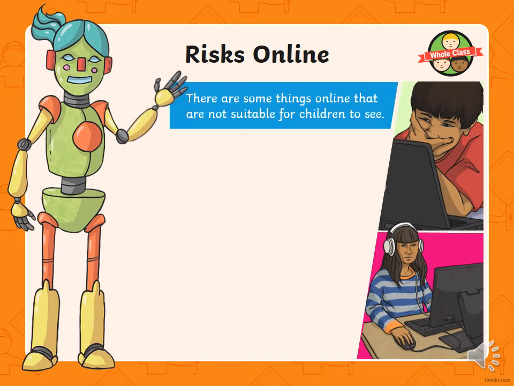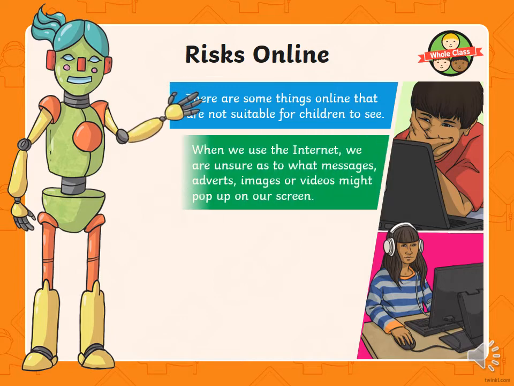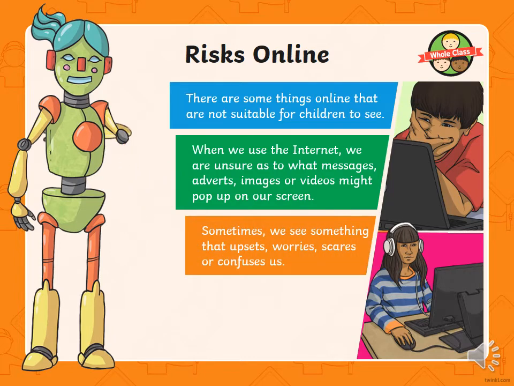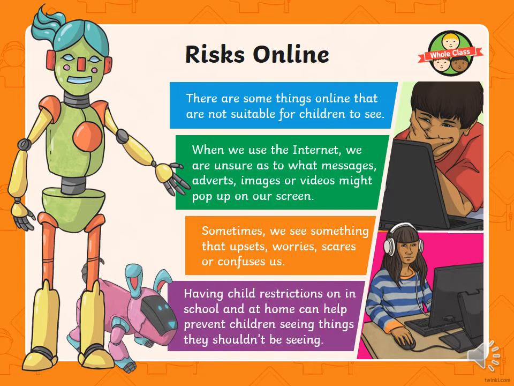There are some things online that are not suitable for children to see. When you use the internet, we are unsure as to what messages, adverts, images, or videos might pop up on our screen. Sometimes we see something that upsets, worries, scares, or confuses us. Having child restrictions on in school and at home can help prevent children seeing things they shouldn't be seeing. So in school you've got quite a lot of things that are inaccessible. That's for safety reasons, because it's either harmful for you or it's not suitable for your age.